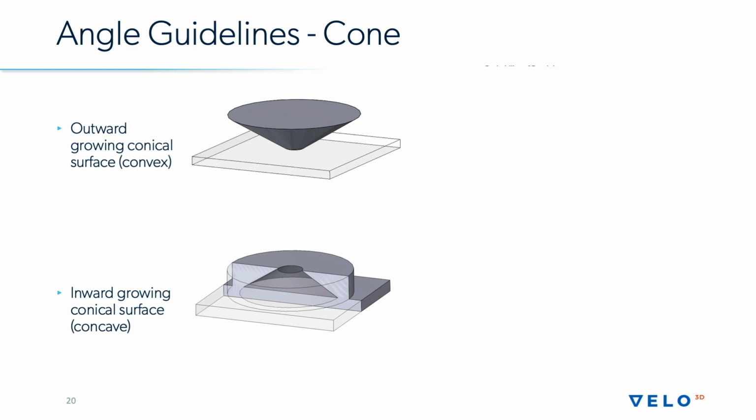Next example that I like to use a lot, and this is a really important relationship that I try to drill into anybody that I'm teaching, not just for VELO, but AM in general, is the curvature of the leading edge of the part. And so what I use as the most simple proxy are cones. And I use an outward growing cone, as you see on the top here, and an inward growing cone on the bottom.